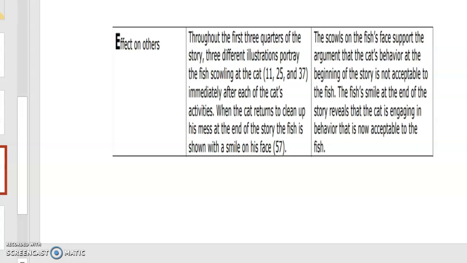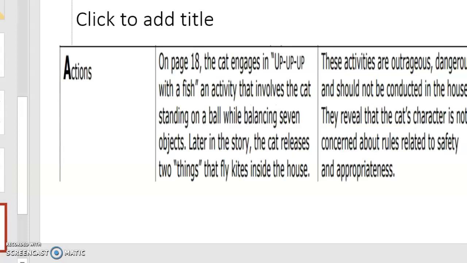So the scowl on the fish's face supports the argument that the cat's behavior at the beginning of the story is not acceptable to the fish. The fish's smile at the end of the story reveals that the cat's engaging behavior is now acceptable to the fish. So the fish finally approves of him. So that's his effect on others. That's how he changes that other character.